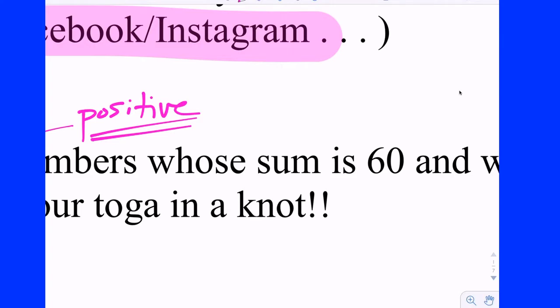No one's going to volunteer how smart you are? Two numbers whose sum is 60? 29 and 30 what? 29 and 31. 17 and whoo.